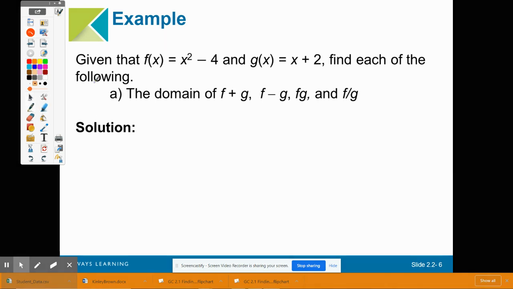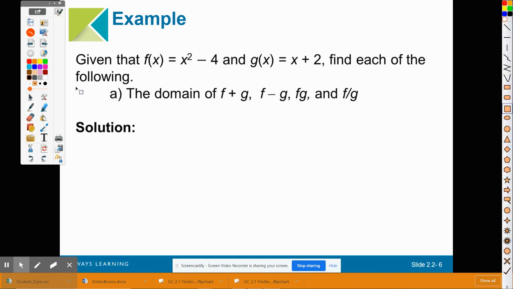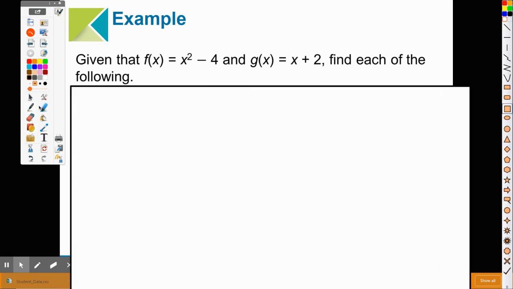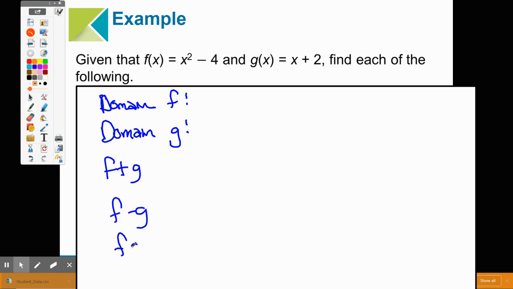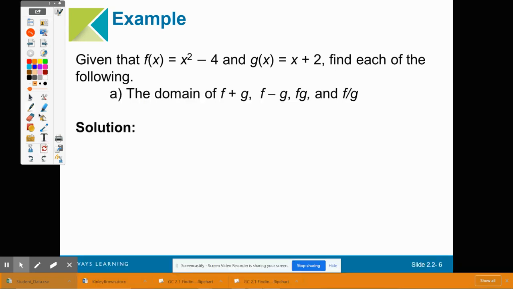So here's an example. F of x equals x squared minus 4, and G of x equals x plus 2. All these problems, they're going to have a million parts on MyMathLab. They're going to ask you what the domain of all these is. So it'll say, what's the domain of F? And then it'll ask you for the domain of G. And then it'll ask you for the domain of F plus G, F minus G, F times G, and all this stuff. So you're going to be looking at these a lot, and don't let it trick you up. So let's do the domain of F first.